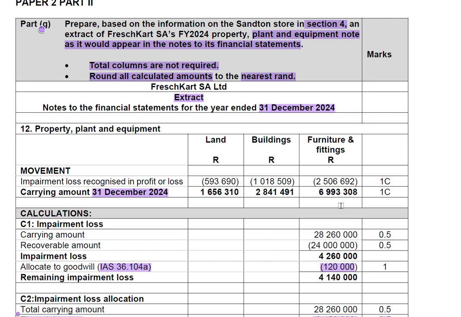It's the same thing for furniture and fitting. We have a balance in the scenario of 9,500,000, and we have to subtract the impairment of 2,506,692, and we're left with a balance of 6,993,308. So you see, this was very important for you to know that you need to calculate the impairment.